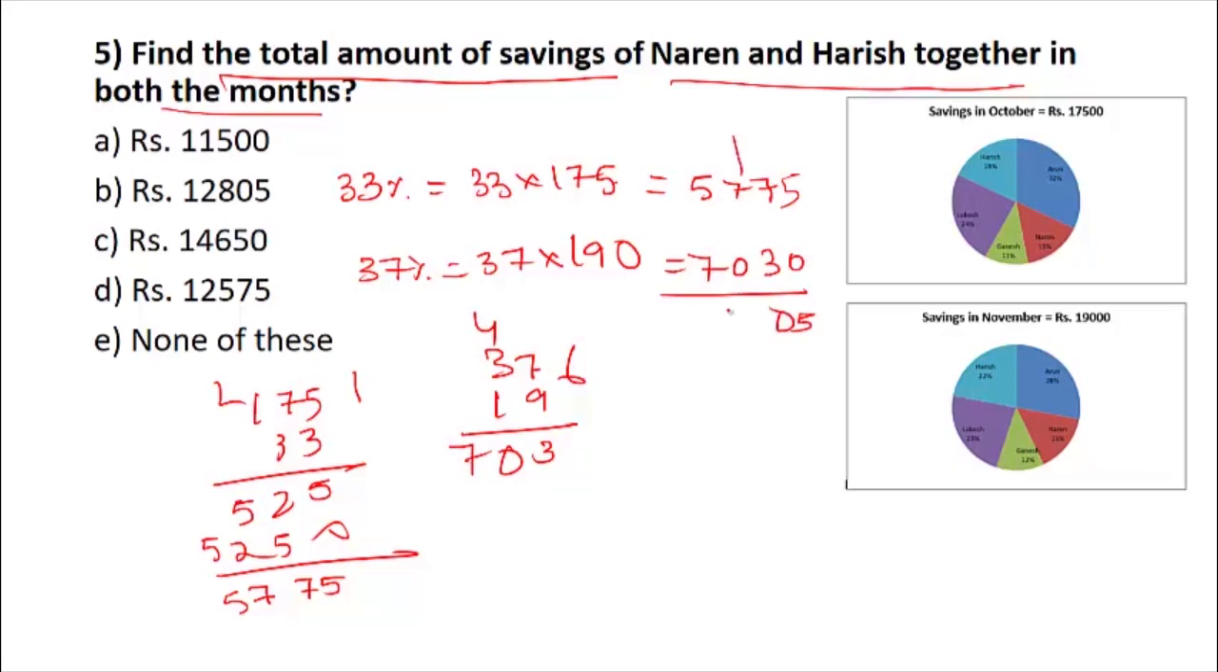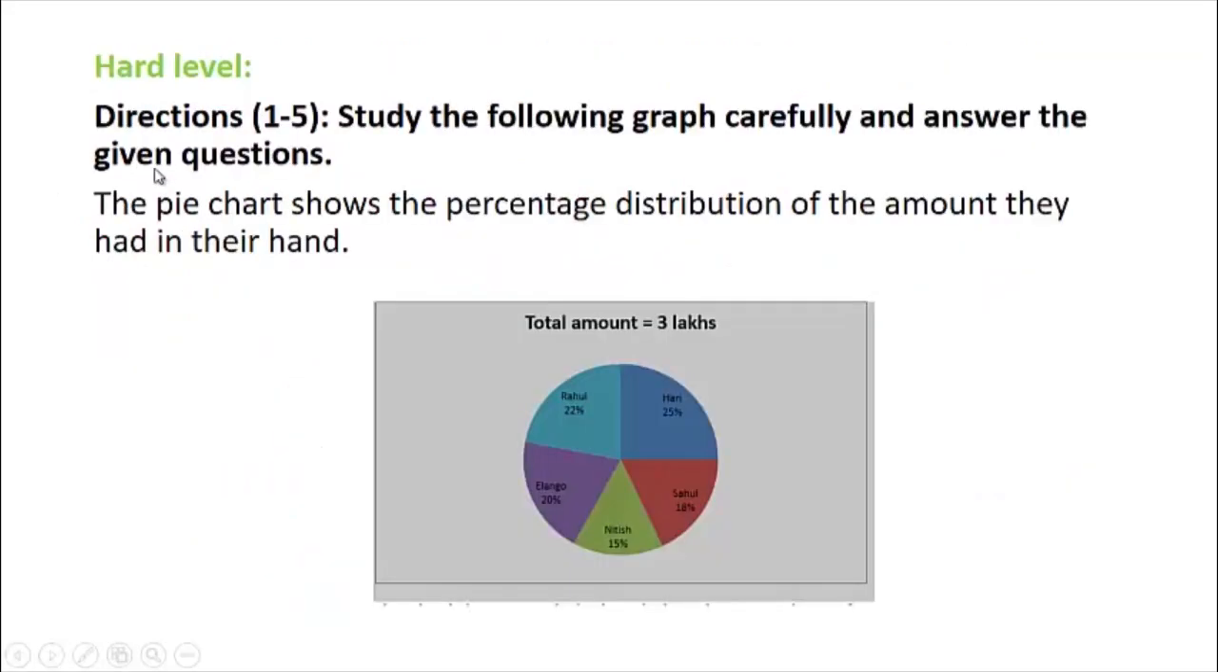5775 plus 7030: 5 plus 0 is 5, and so on, giving 12805. You don't need to divide, because they were actually asking for the total amount. So 12805. Where do we have it? It is in here, 12805.